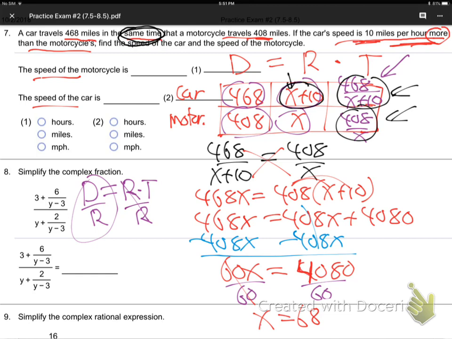Put in the x there, it is 68. 68 plus 10, the car's speed is 78. And right here put in x is 68. The motorcycle is 68. It's the rate, right? Rate is speed. So I plugged 68 in for both x's and got the car is 78. The motorcycle is 68 speed.